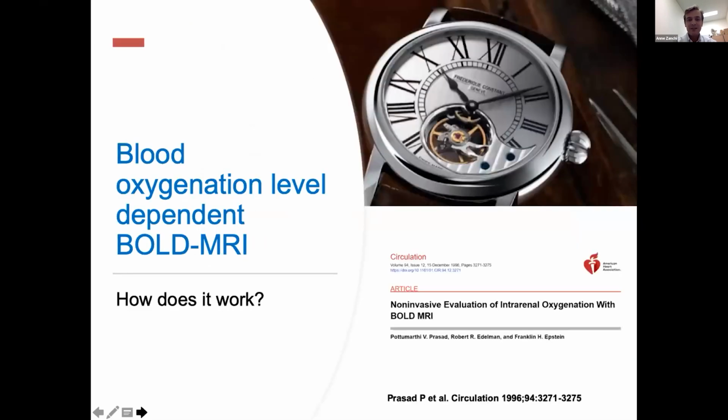Luckily enough, in 1996, Prasad and his team came up with the first paper about BOLD MRI. I didn't have a picture of Prasad, so I put a picture of a nice Swiss watch here. And this was really a landmark paper. I'm going to explain to you now how this BOLD MRI works. Next slide.